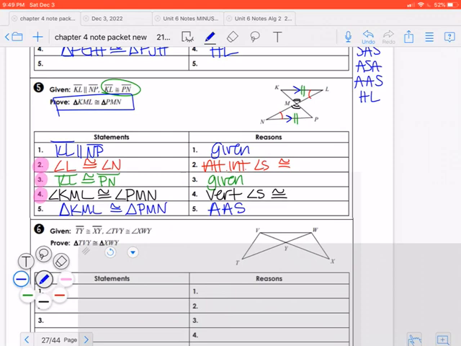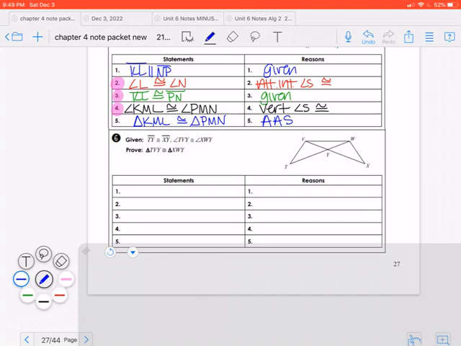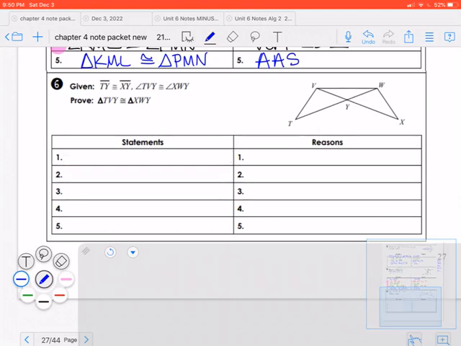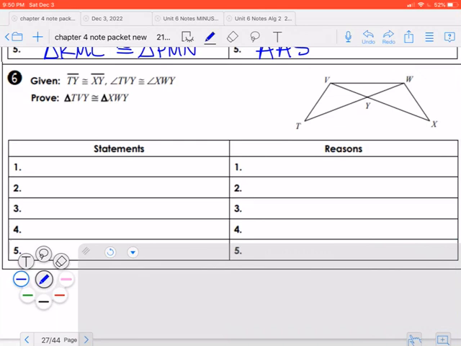All right, just one more. Please pause the video and try it on your own, and then replay to go over it. This is an interesting diagram. We haven't seen one looking like that yet. We are supposed to be proving triangle TVY is congruent to triangle XWY, so the triangle on the left and the triangle on the right, the smaller ones.